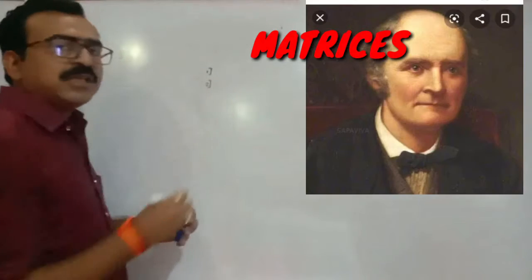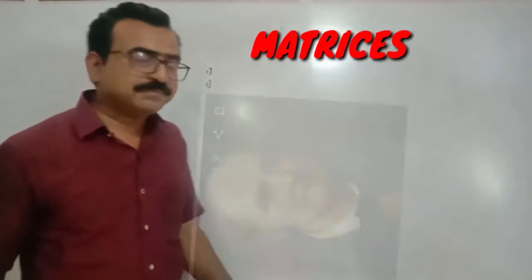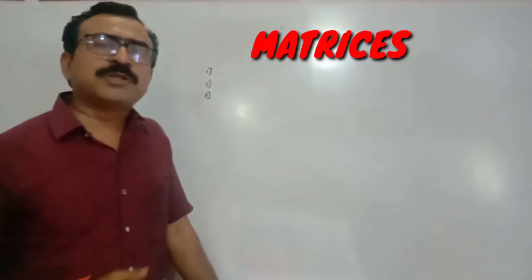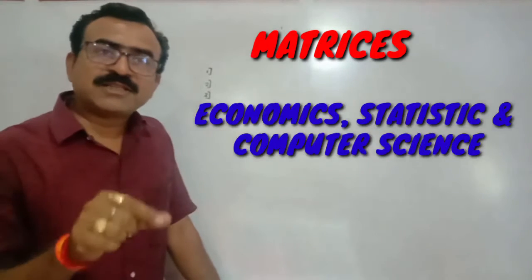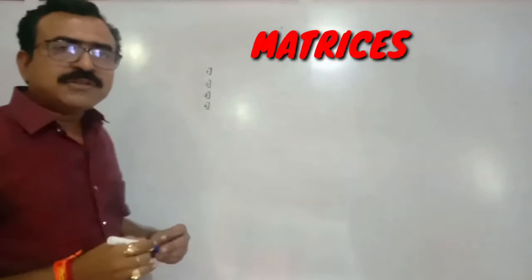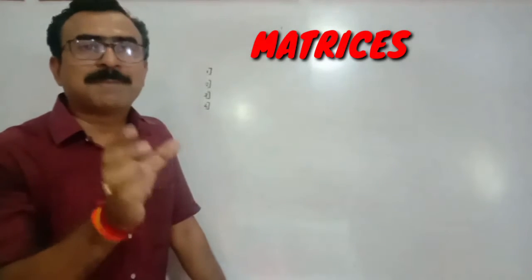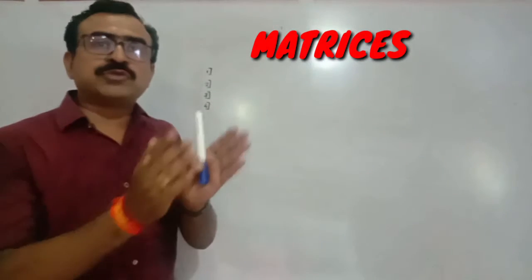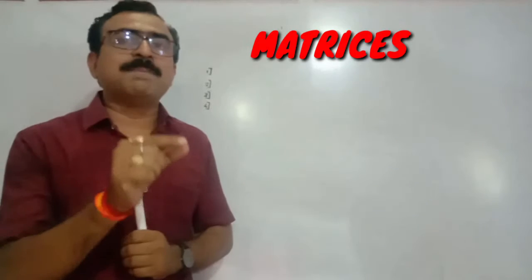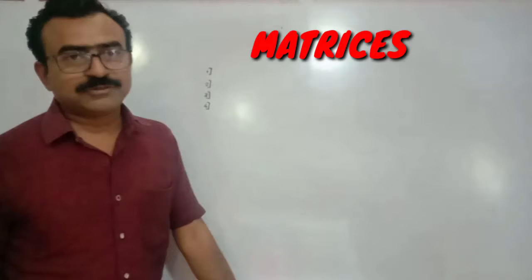Your second thing is that the theory of matrix was developed by a great mathematician, Arthur Cayley. Your third thing is that matrix plays a very important role in economics, statistics and computer science. Your fourth thing is that matrix is useful to express numerical information in compact form. It is also useful for solving linear equations in a very simple method, and it is also used for coding computer programs. So friend, now let us take more information about matrix.